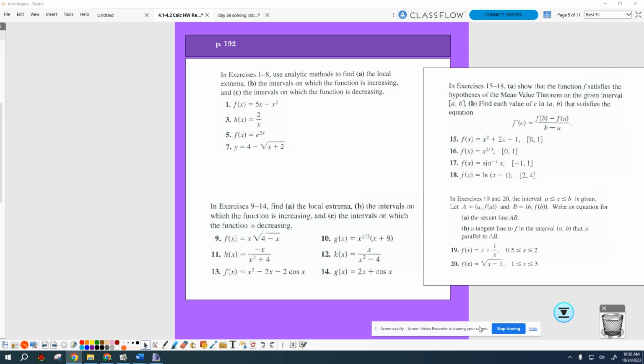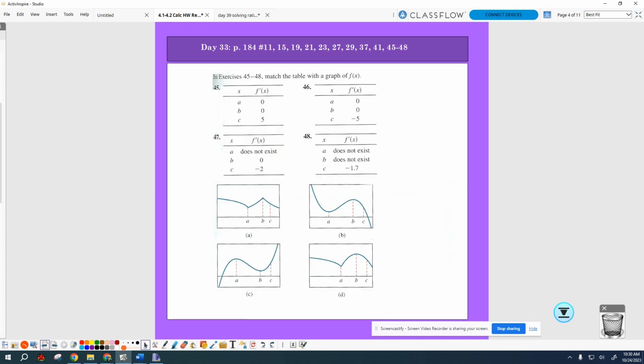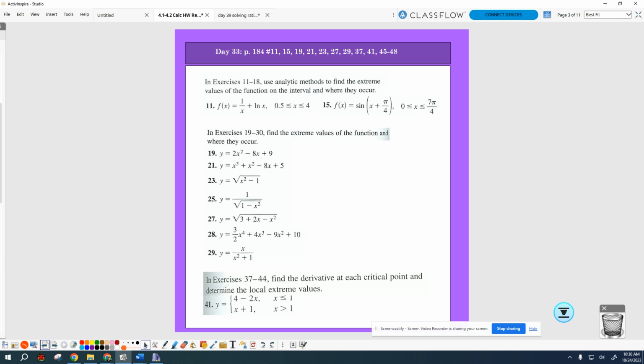Today I wanted to go over any questions from day 28 homework, which was on mean value theorem, right? No, that were on extreme values. Were there any questions on those? Yes? 37. Which I don't have written here, but 37. I can read it too. So the question said, identify any critical points and find the local extremes. Is that right? Yeah.